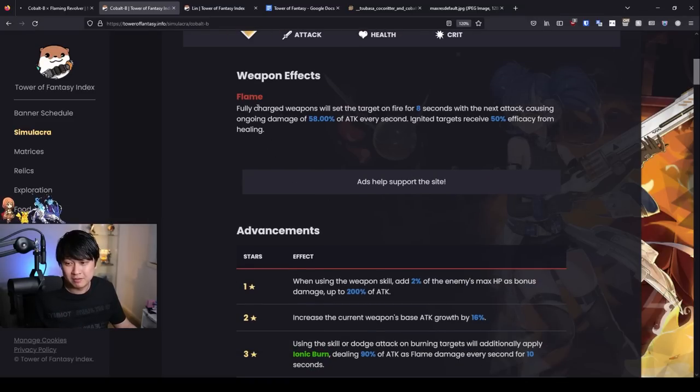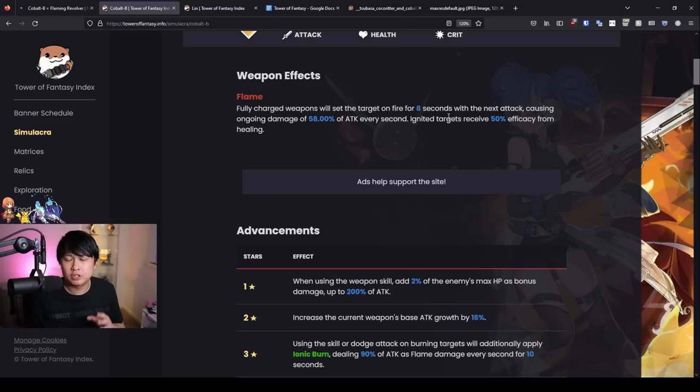But let's move on to the weapon effects, in which we do have flame over here. So flame essentially has two functions. One is a damage over time, 58% of attack every second, but the second is actually what, if you play League of Legends, is your grievous wounds, right? The ignited targets receive 50% efficacy from healing.